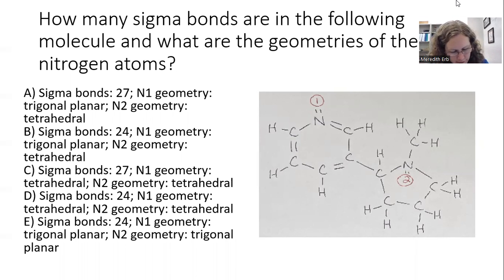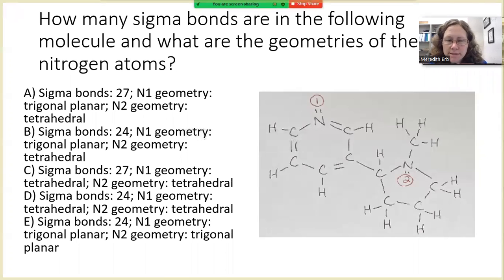First off, I'm going to count up the number of sigma bonds. The easiest way to do that is to write them down and keep track. Every single bond is a sigma bond, and every double bond also has one sigma bond in it. So I'm just going to work my way around this molecule, adding up all of the sigma bonds. Make sure that you don't forget the carbon to hydrogen bonds because those also count.